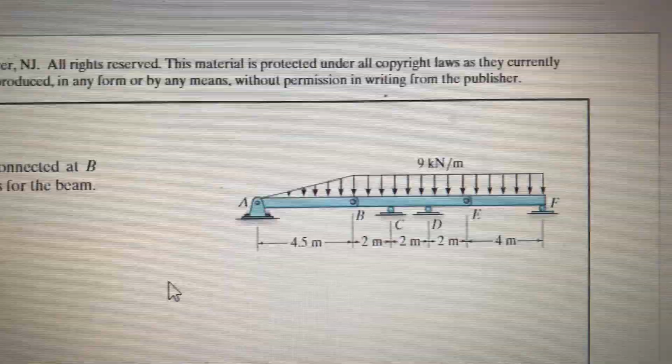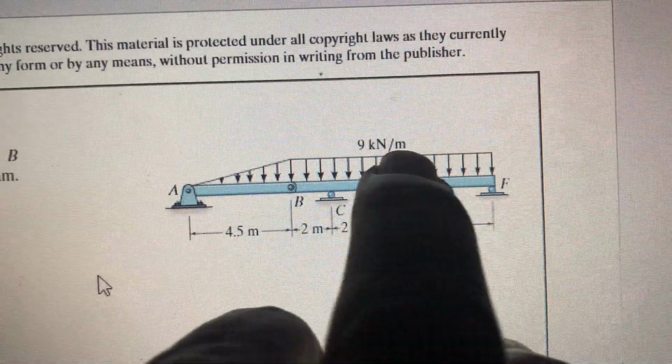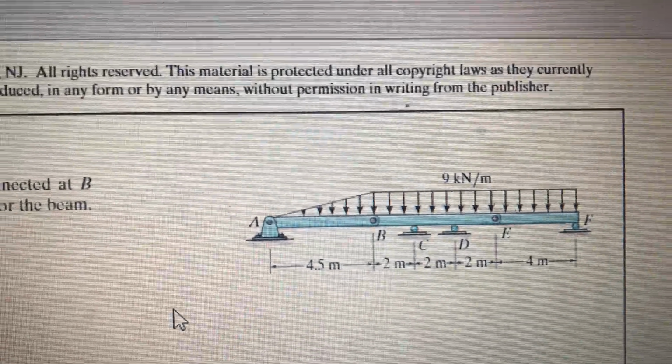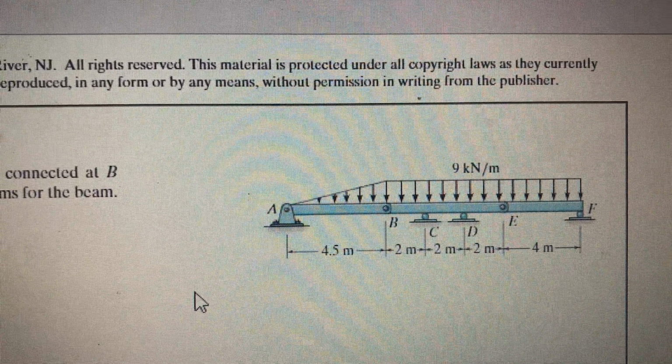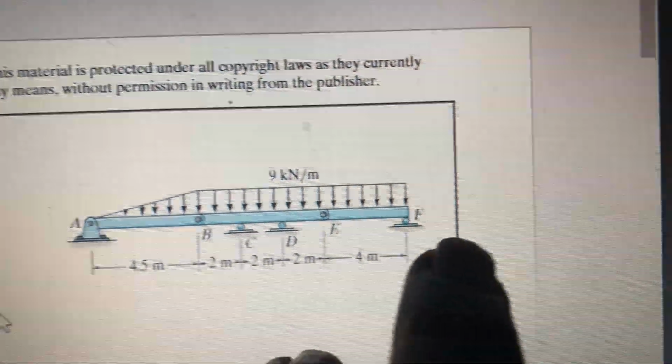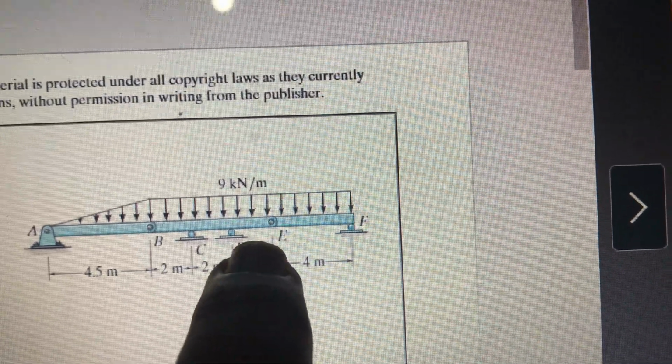So you can see that there is a normal or uniform distributed load, and then a triangle loading at the other side. A is a hinge, 2 reactions, and F is a roller.